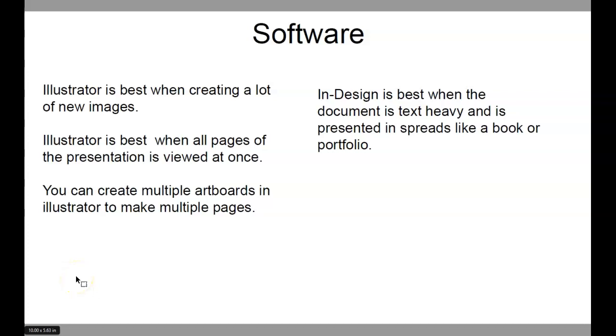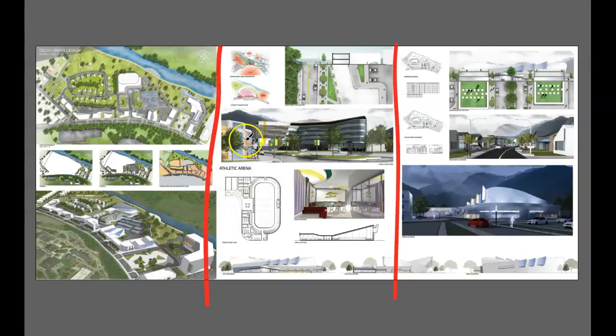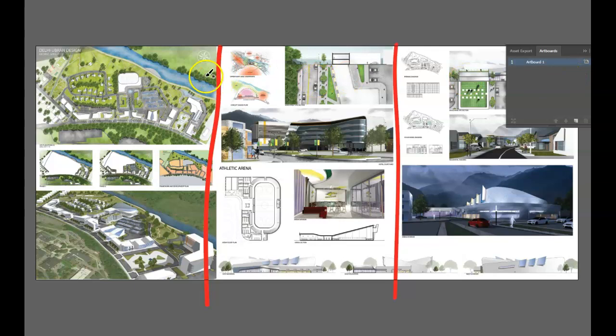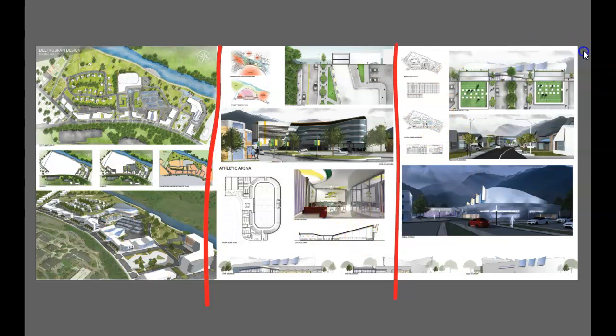One other concept I should go over is software. In the particular class that this video is made for, we usually use Illustrator, which is great for creating new drawings. I also think Illustrator is great for doing a presentation like this, where you have multiple pages, because you can do it all on one screen. There's a concept called artboards, which is right here. This isn't the original file; I've collapsed it all down for my own records. But you can have one page, two pages, three pages sitting right here and cross them all without having to worry about it. So it's a great thing to use for presentation boards.